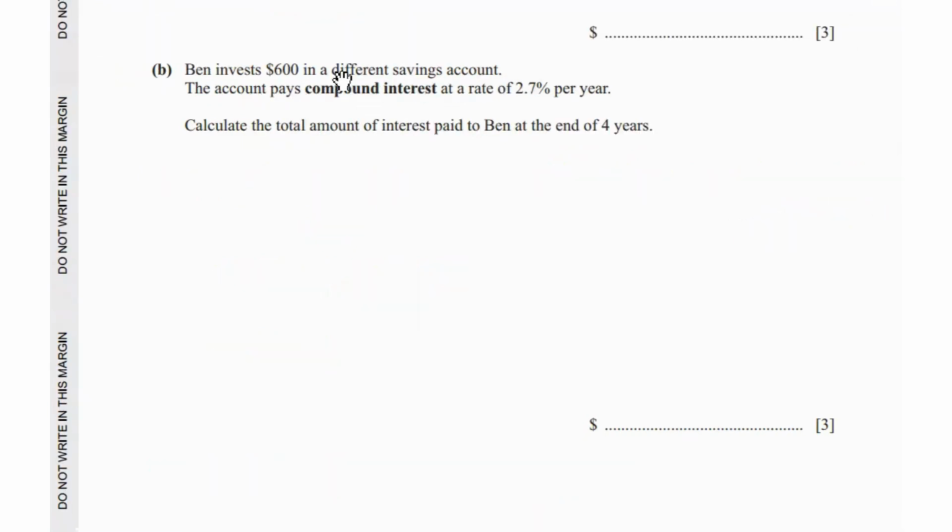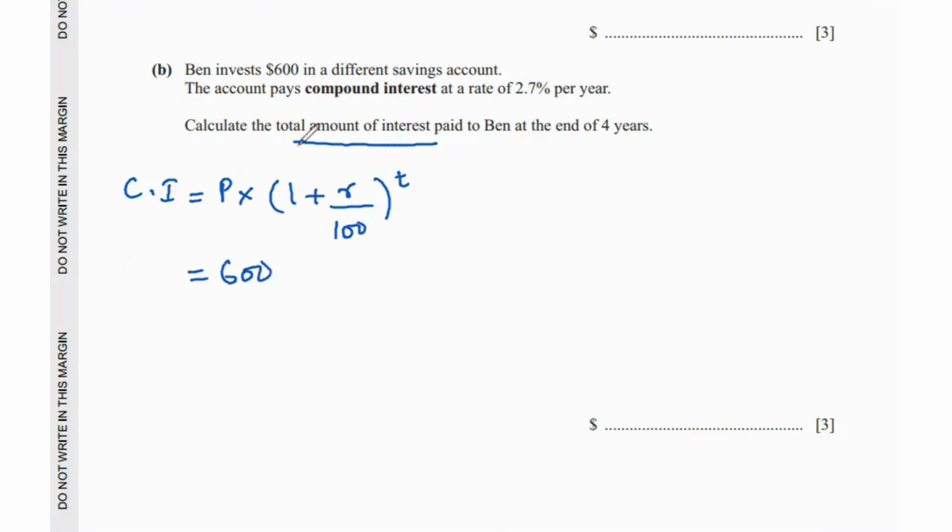Then Ben invests $600 in a different savings account. The account pays compound interest at a rate of 2.7% per year. Calculate the total amount of interest paid to Ben at the end of 4 years. So now they're asking for the interest that Ben has paid at the end of 4 years. So compound interest has the formula of principal amount times 1 plus R over 100 to the power of time.